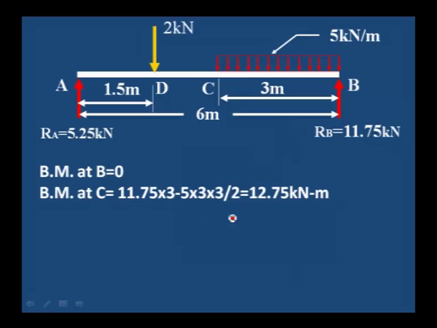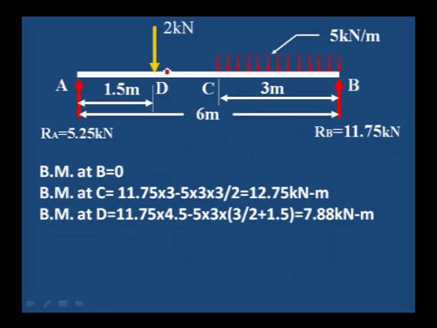Next, bending moment at D. At D, we have to take the moment of loads for the right side of the section, or we can take the moment for the left of the section. We will get the same value. If we take the moment on the left, that is RA into distance 1.5, we will get the same value as calculating from the right side, that is RB into the distance from D to B, and 5 into 3 is the 15 kilonewton, into the distance from the center of the uniformly distributed load to the D point.